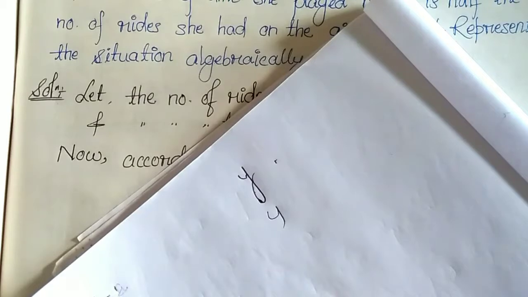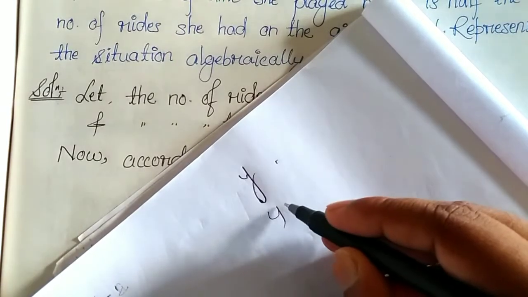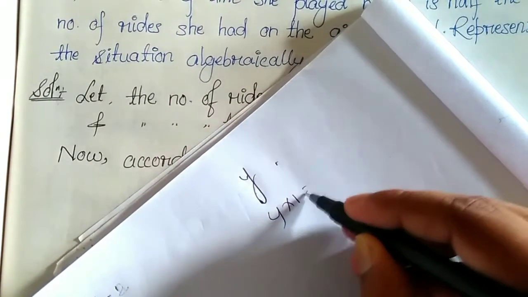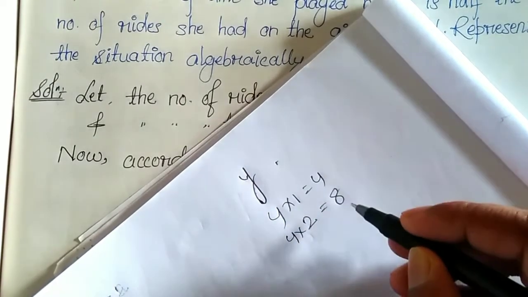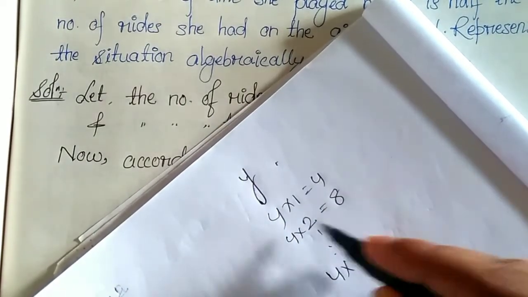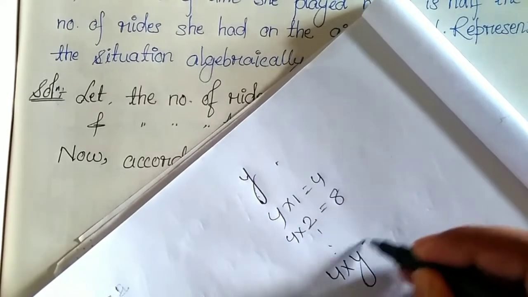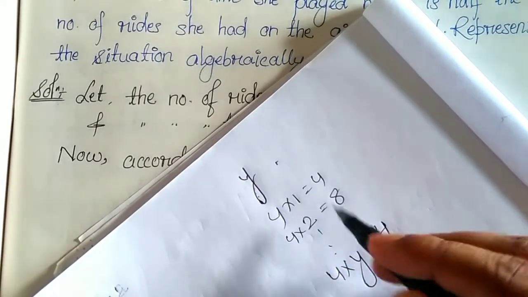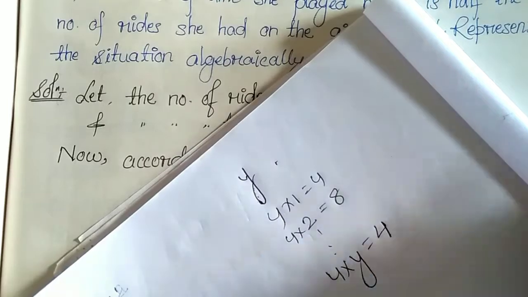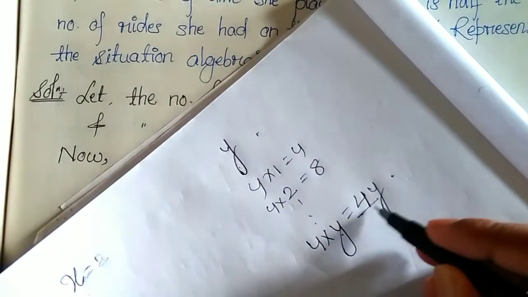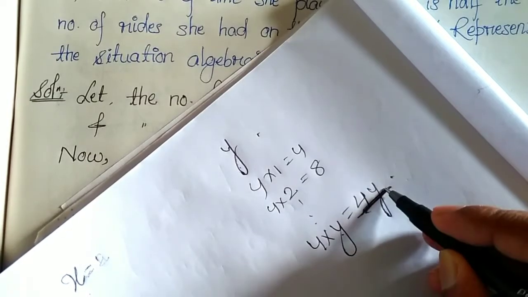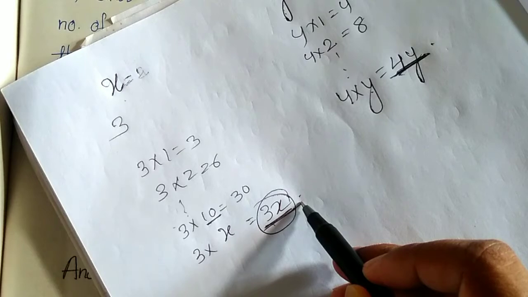Similarly, what is the cost spent for playing hopla? If she plays hopla one time, it will be 4 rupees. If she plays hopla 2 times, it will be 8 rupees. Similarly, if she plays hopla y times, she has to pay 4y rupees. This is the total cost spent on playing hopla, and this is the total cost spent on taking a ride on the giant wheel.